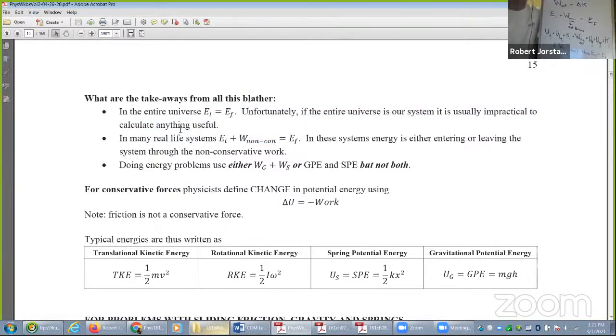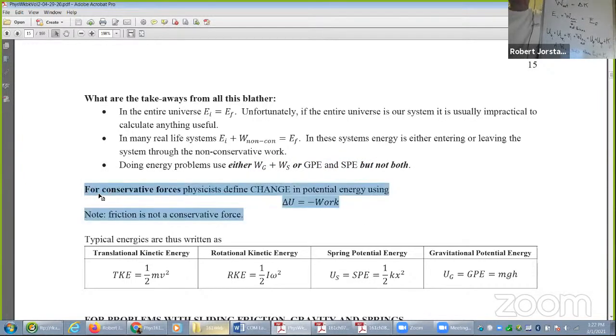We can't get all the molecules. Great. So in many systems, we're going to use this situation. There's energy either entering or leaving the system. And again, summarizing, we're either going to do work done by gravity and work done by spring, or GP and SP, but not both, because they're essentially the same thing. And here we go. For conservative forces, we could use this delta U equals negative work.